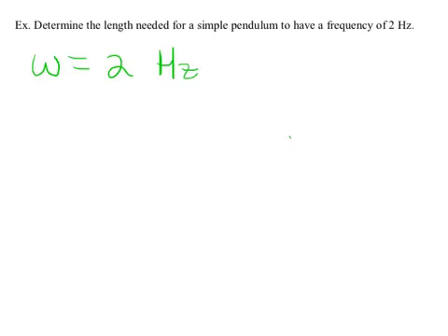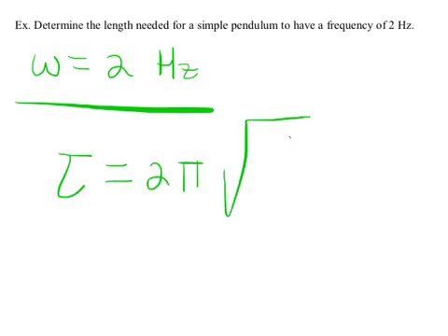So that's what we know, and we are trying to figure out the length needed. We're trying to solve for this L right here. That's why we put this formula up. But there's a problem right away. We know g, 9.81. We know 2 pi. But we don't know this right here. Oh, we're on Earth. If it's never stated, you assume you're on Earth.